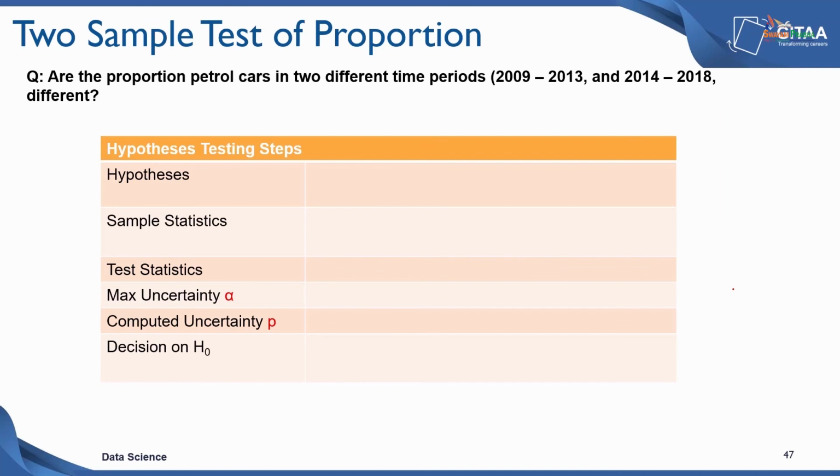So the idea is, if we take two different time periods, let's say those cars which were operationalized between 2014 and 18, and those operationalized between 2009 and 13, which is really reflective of the age of the car. So we can look at it as those cars which have an age of 0 to 5 years, and those which have an age of 6 to 10 years. Is the proportion of petrol cars in these two groups similar or different?